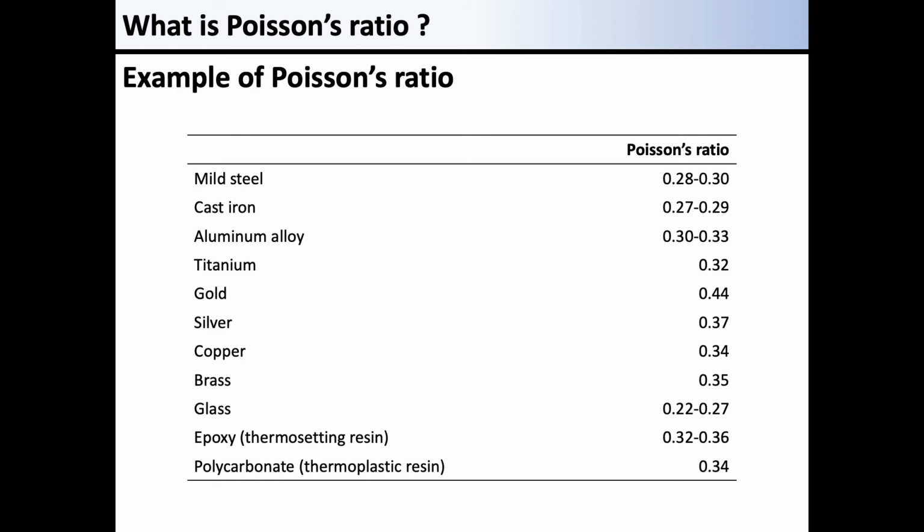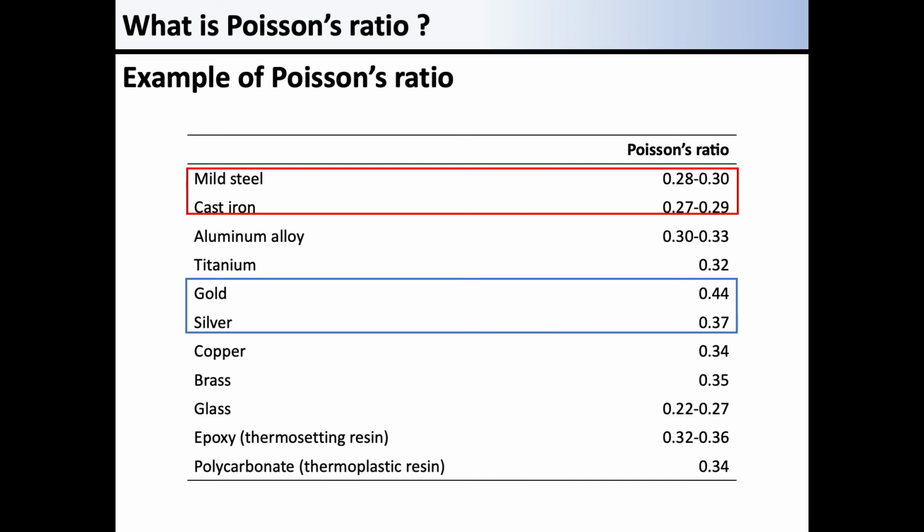The Poisson's ratio varies between about 0.25 and 0.4, as shown in this table. For ferrous metals, generally, 0.3 is usually used. Softer metals, for example, gold and silver, are a bit larger. The same is true for plastics, such as epoxy and polycarbonate.